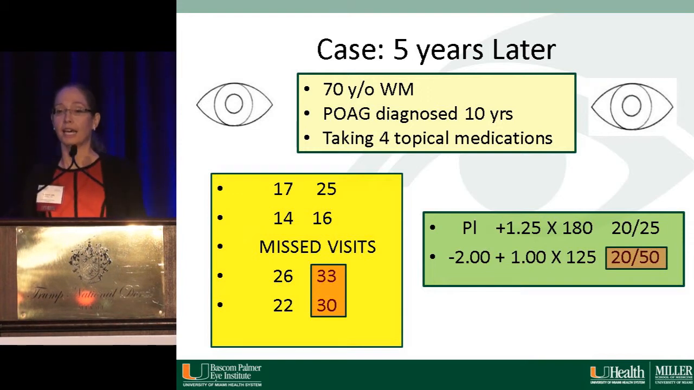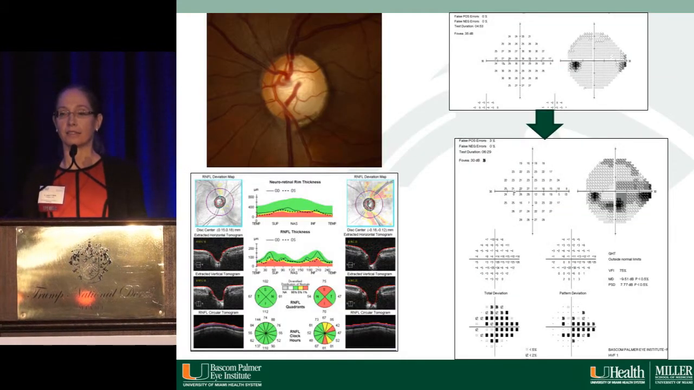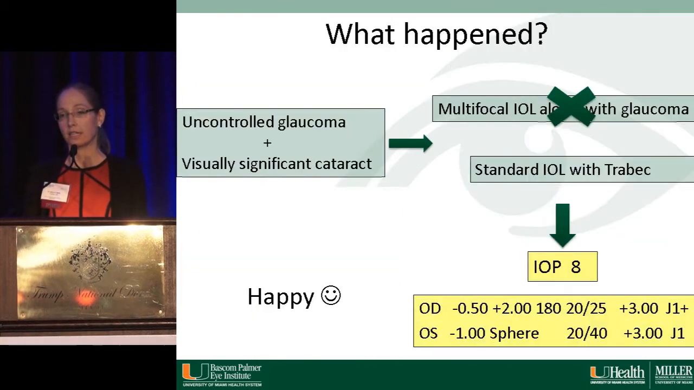And he has very uncontrolled pressures, even on the 4 medications. And now worsening of his cataract in the left eye, so he really wants something done with the cataract at this point. So this was his previous visual field, and now his visual field has progressed, actually, in his left eye to having a double arcuate defect. So now we're left with this patient that has a multifocal in one eye and now has uncontrolled glaucoma and a cataract in his other eye.